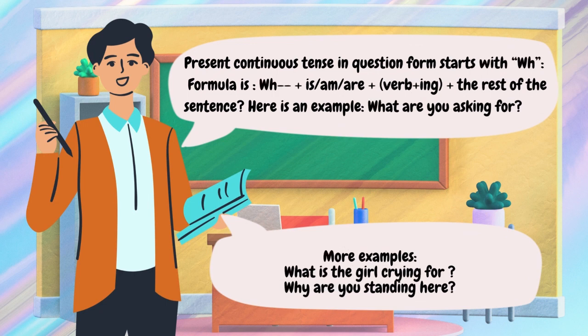Present continuous tense in question form starts with WH. Formula is WH plus is or am or are plus verb plus ing plus the rest of the sentence plus question mark. Here is an example. What are you asking for?